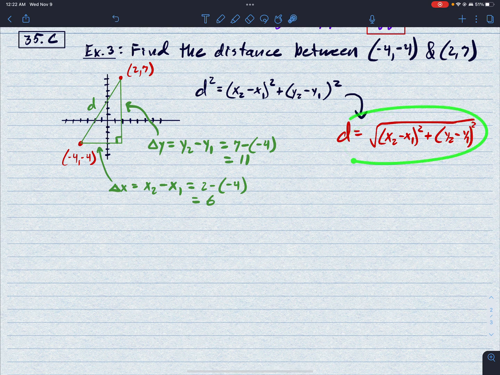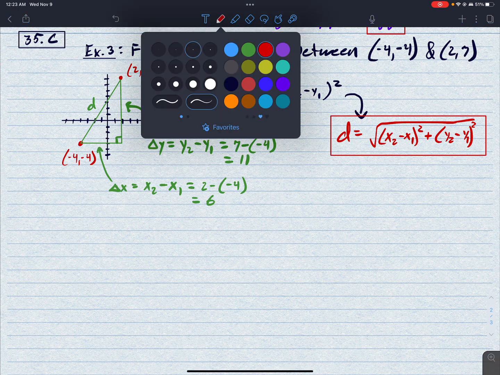All right? So the distance formula is shown here in red. I highly recommend that you memorize this formula as soon as possible, if you haven't already.